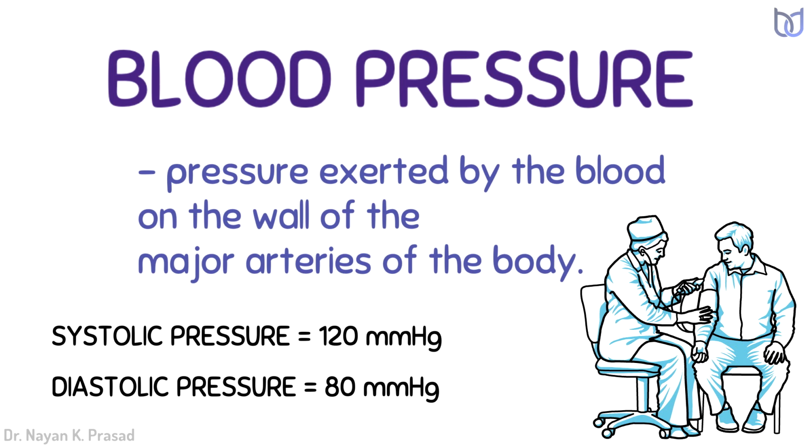Blood pressure is measured in millimeters of mercury using an instrument called a sphygmomanometer. Normal blood pressure for a young adult human is in between 120 and 80 mmHg. The higher number is systolic blood pressure, while the lower number is diastolic blood pressure.